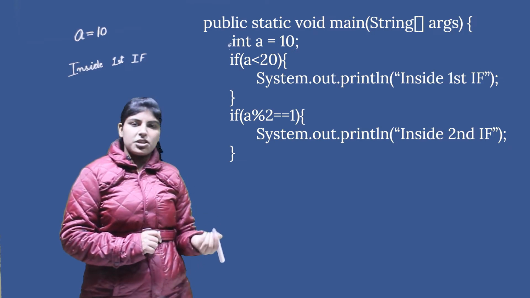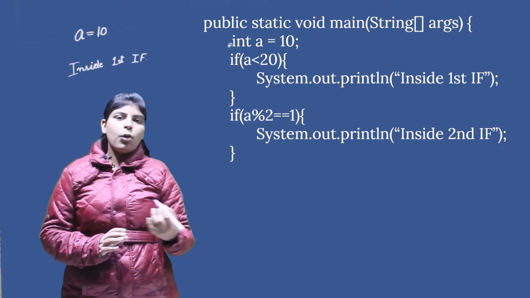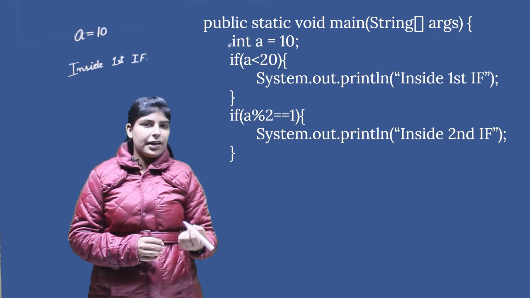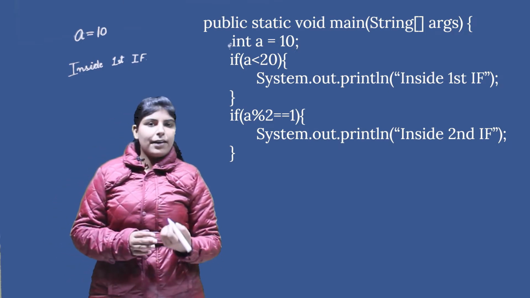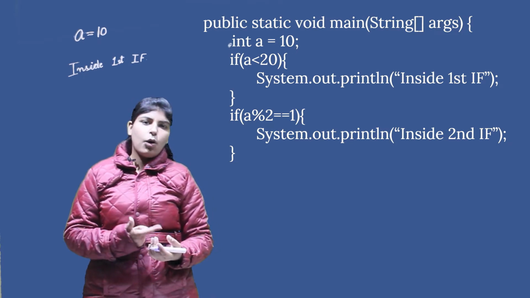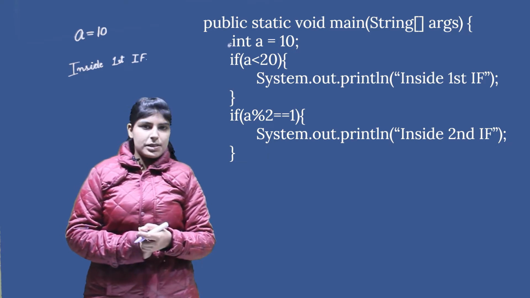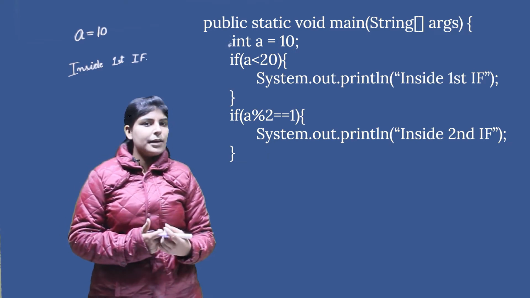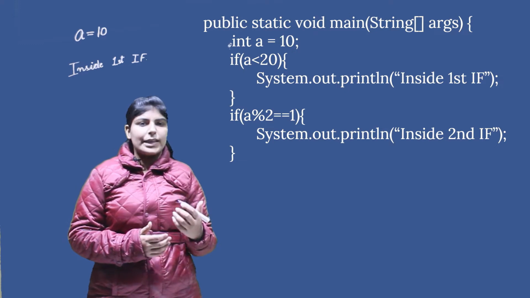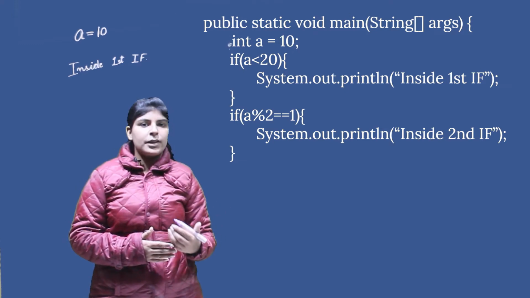So the condition associated with that is a mod 2 equals to 1. A mod 2 represents the remainder when I divide a number by 2. So when I divide a number by 2, there can be two possible remainders. Either it can be 0 or it can be 1. So if the number is divisible by 2, the remainder will be 0. If it is not divisible by 2, the remainder will be 1. So for all the even numbers, the remainder will be 0. And for all the odd numbers, the remainder will be 1.